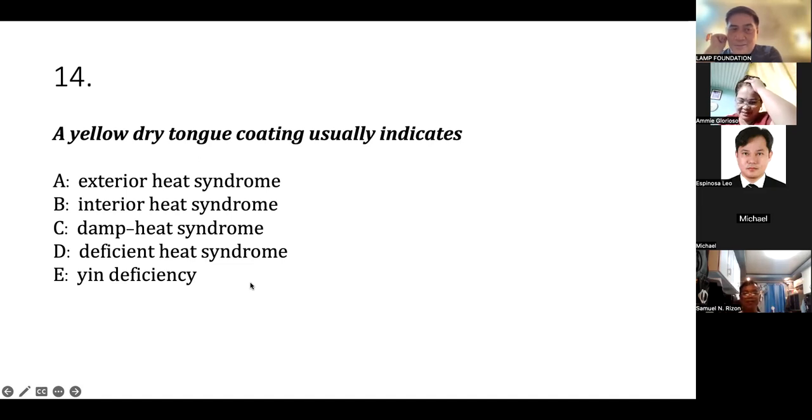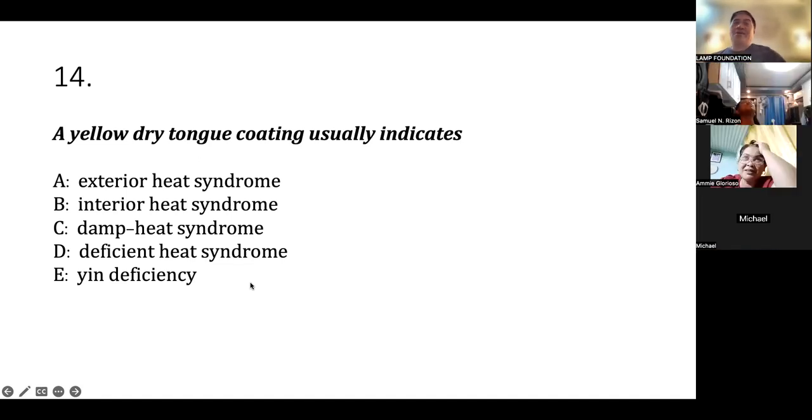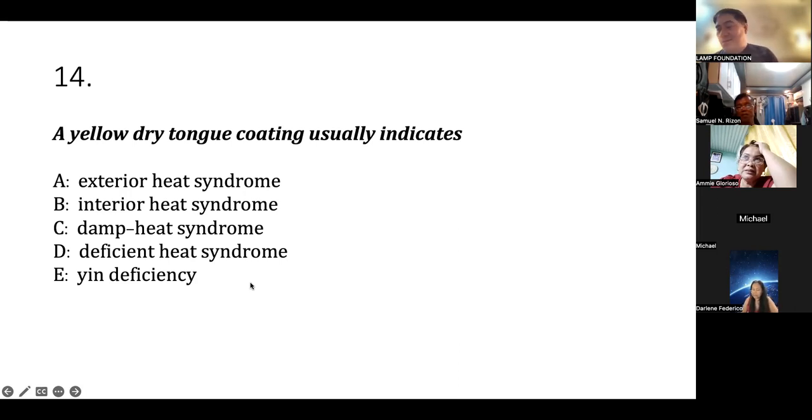Sige po, Doc. O ngayon, anong itsura ng coating pag yin deficiency? No coating. Natanggal na nga po pala yung mga whitish, of course. Nag-umpisa siya as stomach chi deficiency. Pag sinabi mong stomach chi deficiency, yung coating niya parang nawaksi-waksi na, parang kinagat na ng aso or ng daga, no? Hindi na siya rooted.